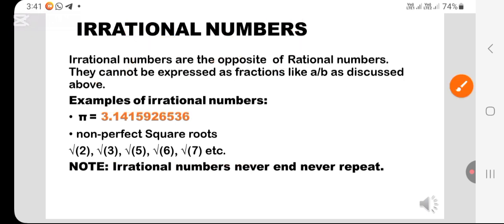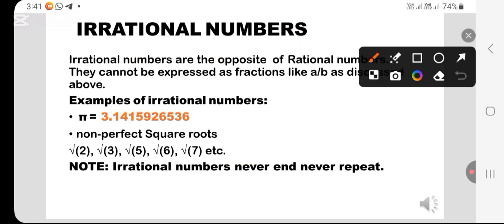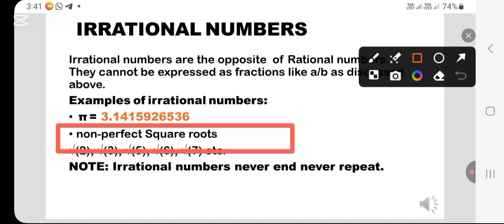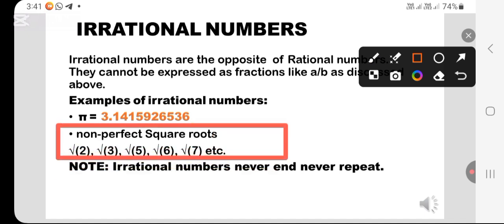For this non-perfect square root, you can never express it as fractions. You can never express this non-perfect square root as fractions. So when you see things like this, they are called irrational numbers. And we have to note that irrational numbers never end and never repeat.